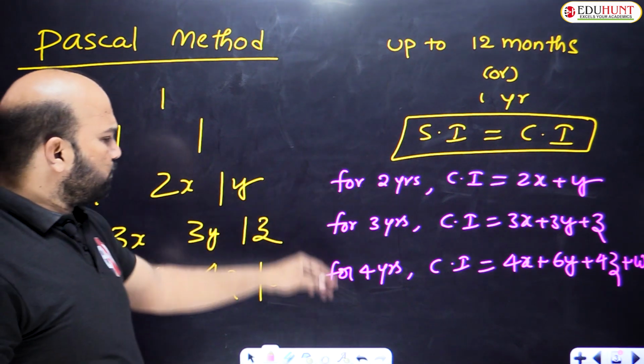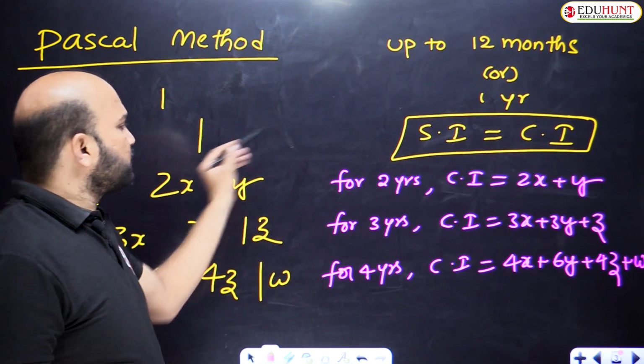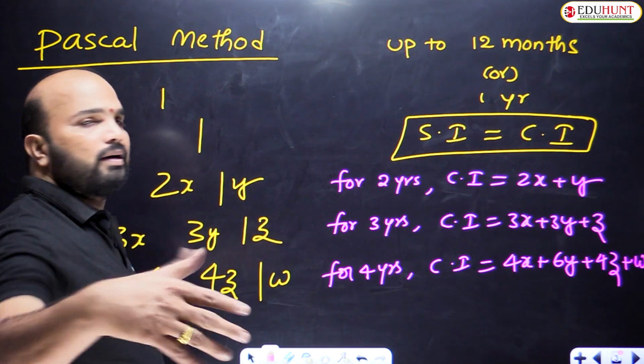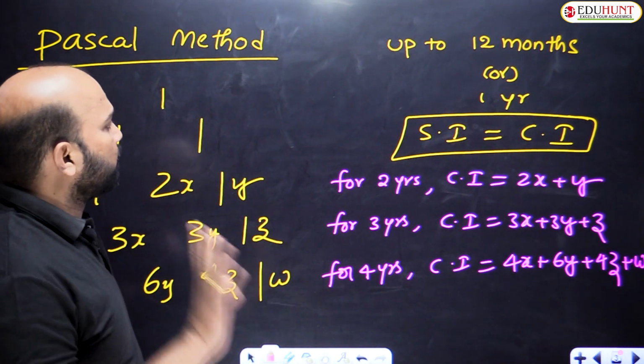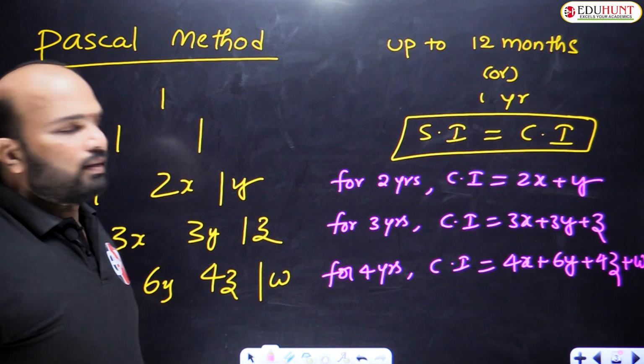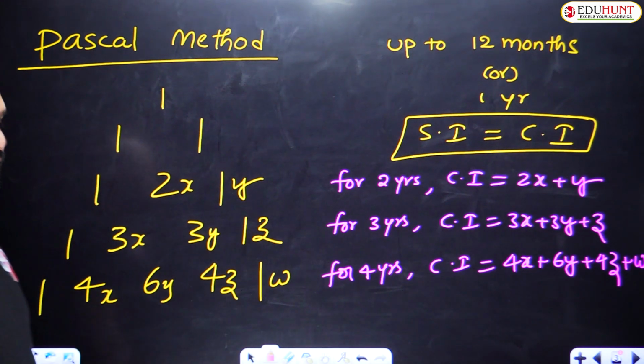So for the very first year, simple and compound interest are equal. PTR by 100 is the compound interest for the first year, up to 12 months, nothing but 1 year. Simple and compound are equal. Am I clear? This is a very important thought.